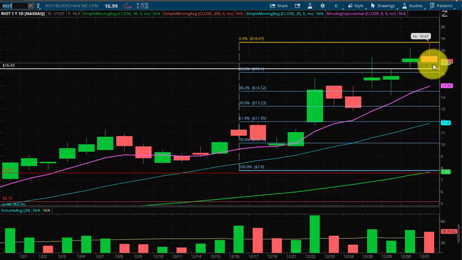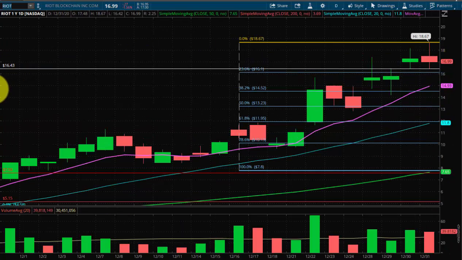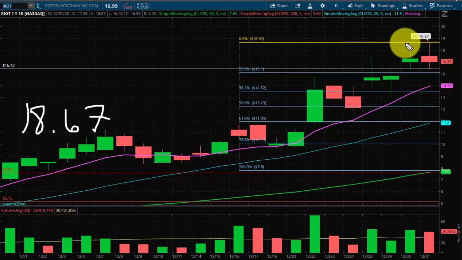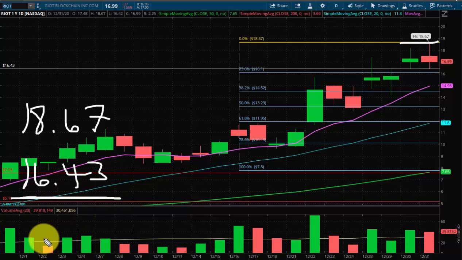But regardless, Riot, what I wanted to show you guys was that it could not break above 18 last week, specifically 18.67. That's up here. And then it defended this same support level at 16.43 twice. And that's the big takeaway here. As long as it stays above that, it'll keep this trend going, it'll keep ripping and make its way up to 20. If it loses that, you'll have to wait for a short-term pullback, more than likely down to the mid-14s.